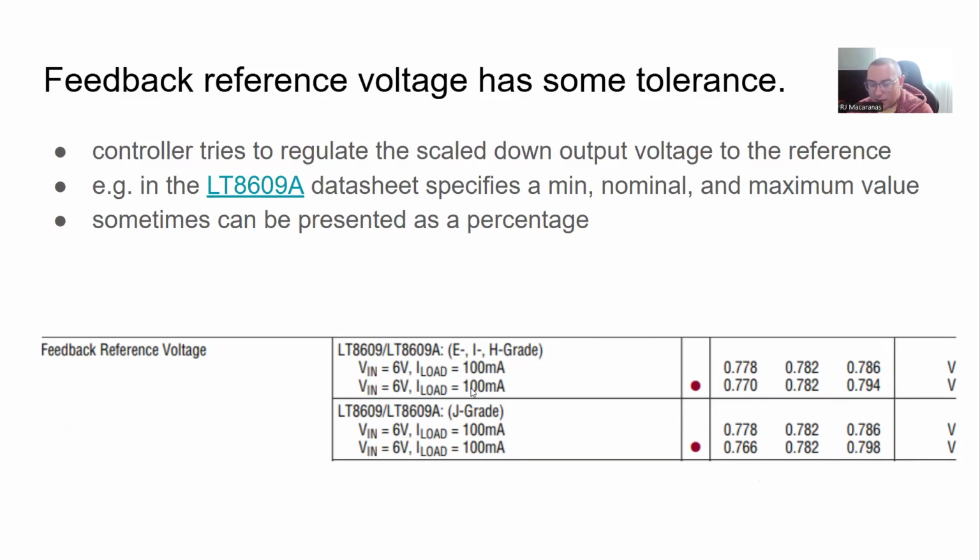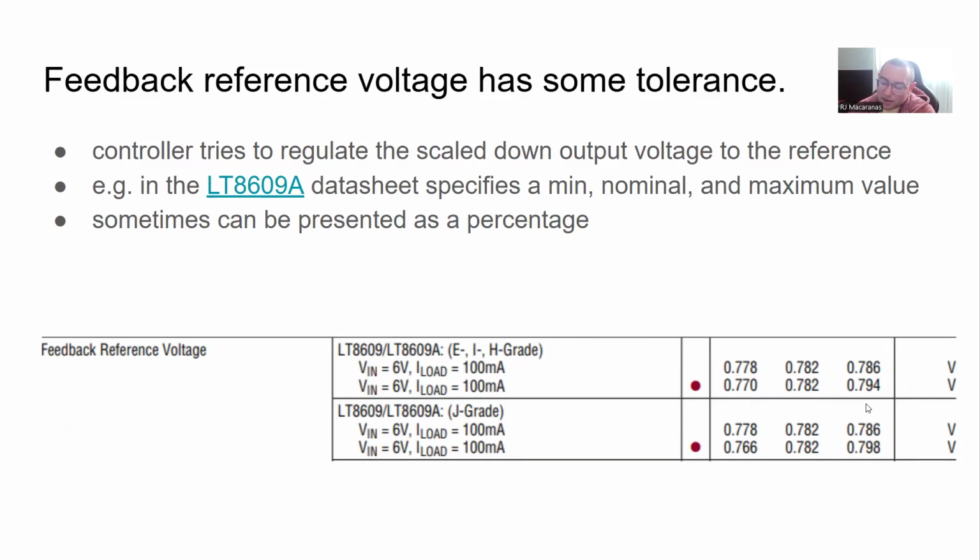So for this 100 milliamp case, with this, I guess this is an H grade perhaps, we've got from 0.77 all the way up to 0.794, where our nominal value stays at 0.782, right? So this is typically what you would design for, this nominal value, but you need to keep in mind that the reference voltage does drift around. It has a tolerance band as well.